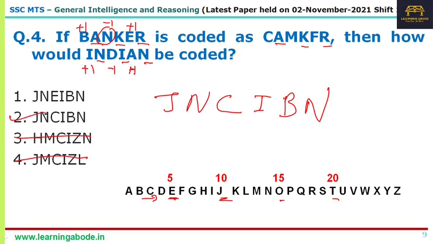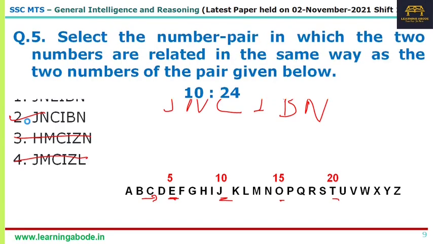So what is the coding that is done here? Even position letters are kept as it is, and the odd position is +1 or -1, that is one letter to the right or one letter to the left, alternatively, right? So J N C I B N is the code. Answer option 2 for the fourth question.